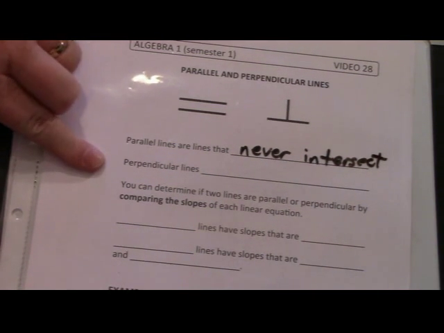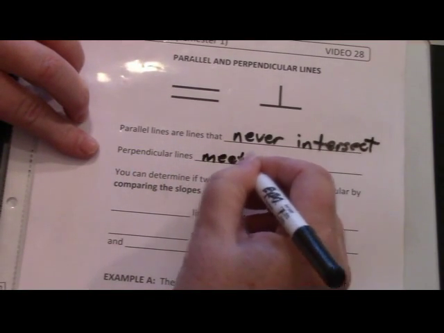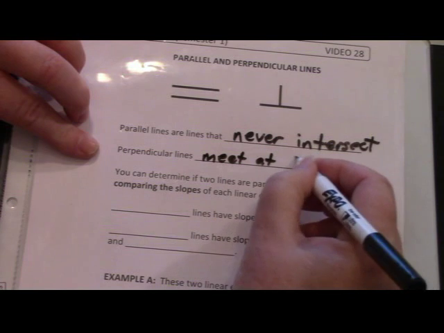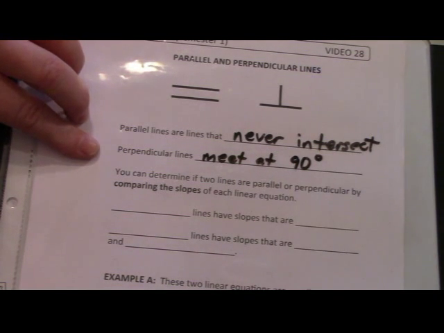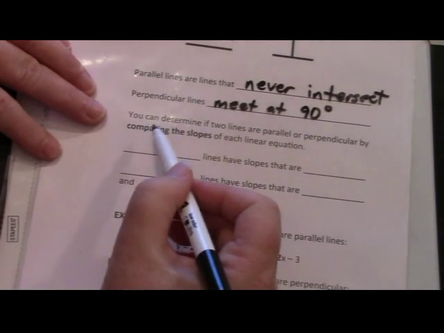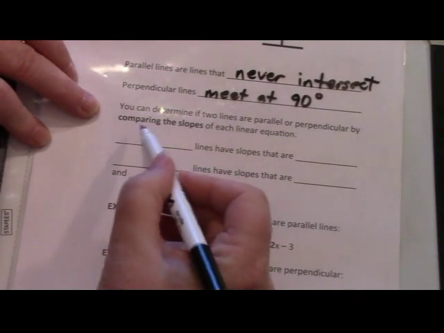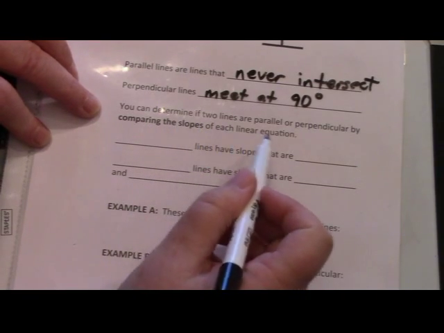What are perpendicular lines? Perpendicular lines meet at 90 degrees. They'll always be perfectly square. You can determine if two lines are parallel or perpendicular by comparing the slopes of each linear equation. What that means is I don't even have to look at the lines on a graph to be able to determine what they're going to look like.